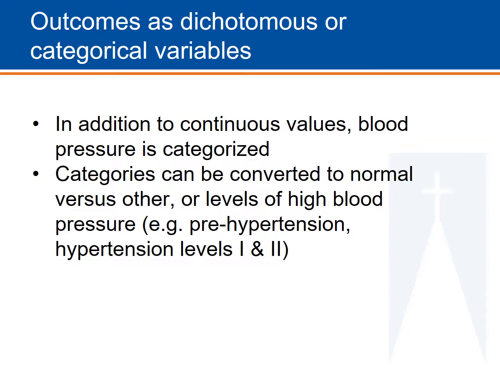Most of the continuous variables have been categorized using clinical cutoffs. For example, blood pressure is given as systolic and diastolic as continuous variables, but the results have already been converted into clinically meaningful categories.